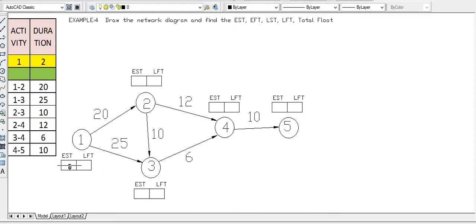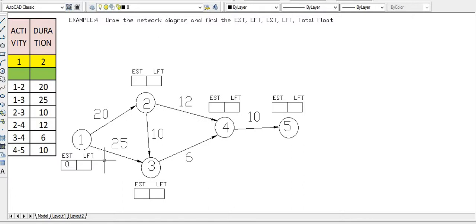So this we will have as 0 and 0. The first activity is nothing but, first we are calculating the earliest start time. The earliest start time for this activity is nothing but 0. The starting time for this event is nothing but, is there any event preceding this? There is no such event preceding this. Therefore, the earliest start time for this is 0.